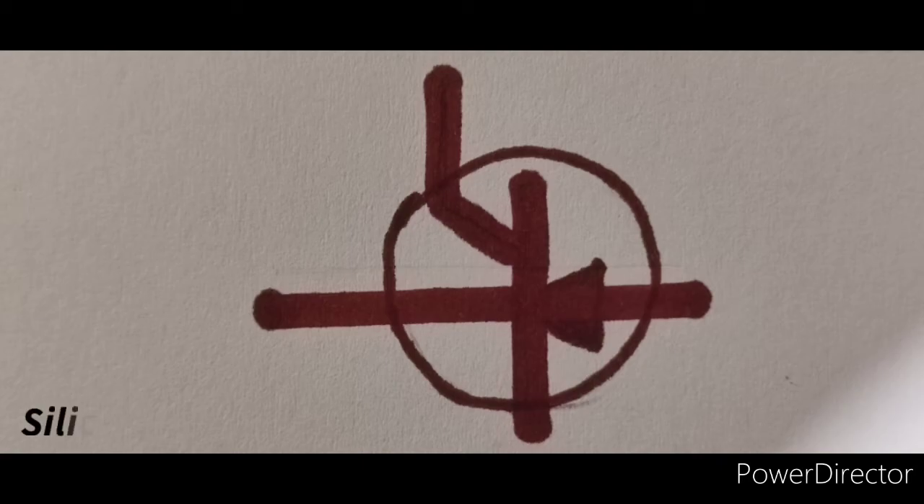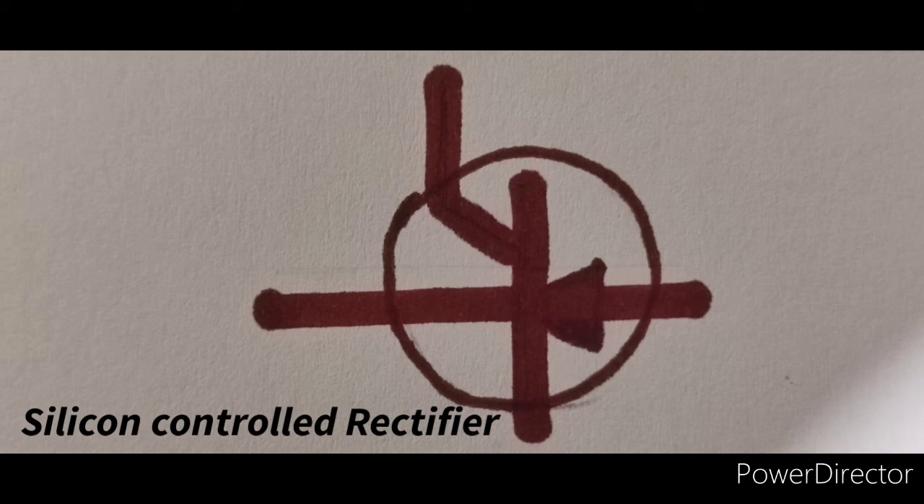The 11th symbol is of a SCR, Silicon Control Rectifier. An SCR is a solid state device that controls DC voltage.